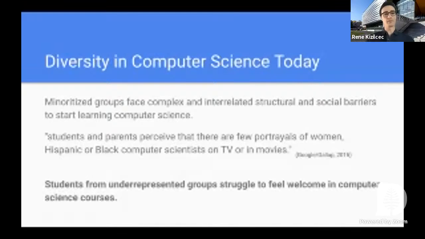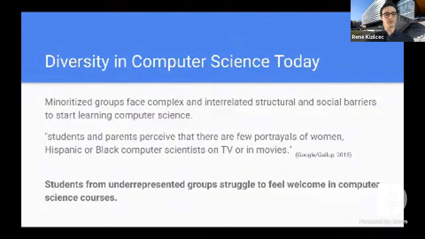And so one of them found that students and parents perceive that there are just fewer portrayals of women, Hispanics, and Black computer scientists in TV and in the movies, right? The way Hollywood portrays this, the way that the news media portrays it, is as a white male or maybe Asian male discipline, right? And that bears out not only in people's perceptions, but if you go and code movies, you will find the same, right? Also, it seems very dangerous, right? Because it's always the guy behind the computer terminal who gets shot in the James Bond movies. So it's a dangerous job as well.